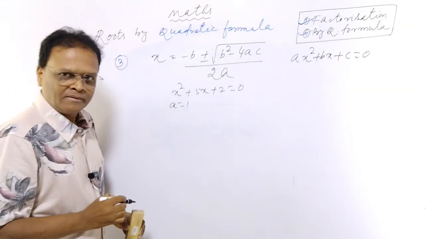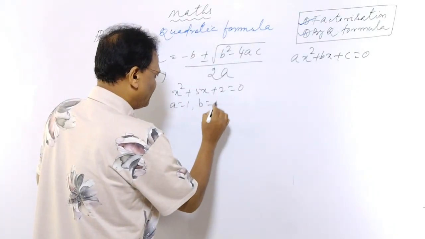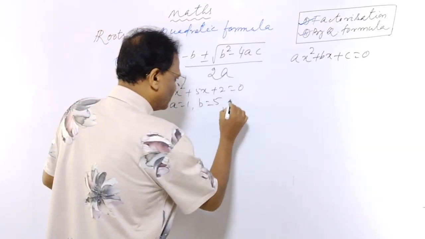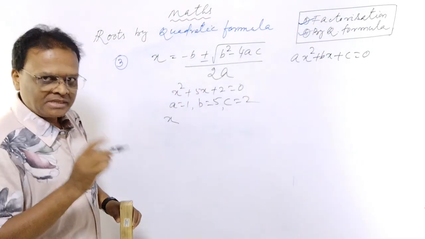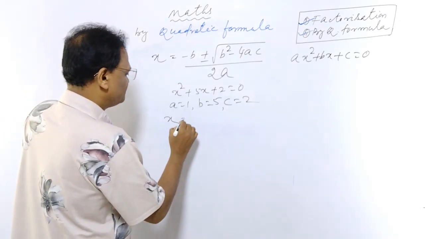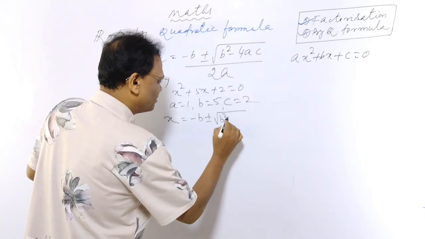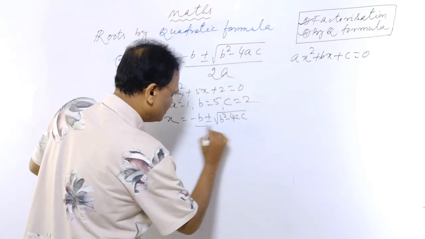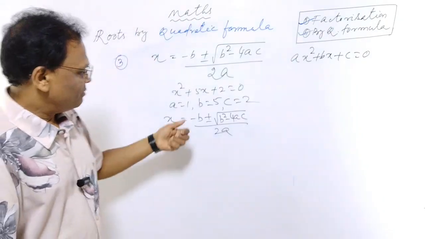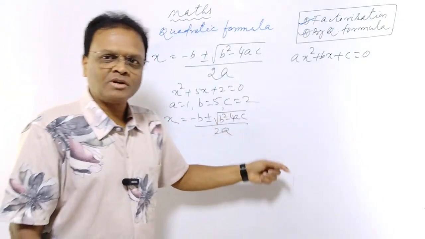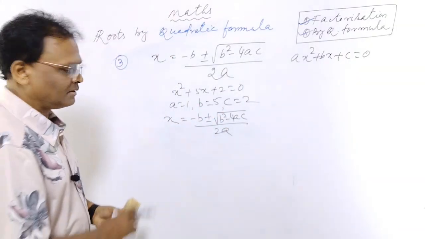What is my A? I think 1, because ax square means A is 1. What is my B? B is 5. What is C? C is equal to 2. Now let's start. X means I am going to find the roots. X is equal to minus b plus or minus root over b square minus 4ac by 2a. B square minus 4ac, this is called the discriminant. We'll use it in future.